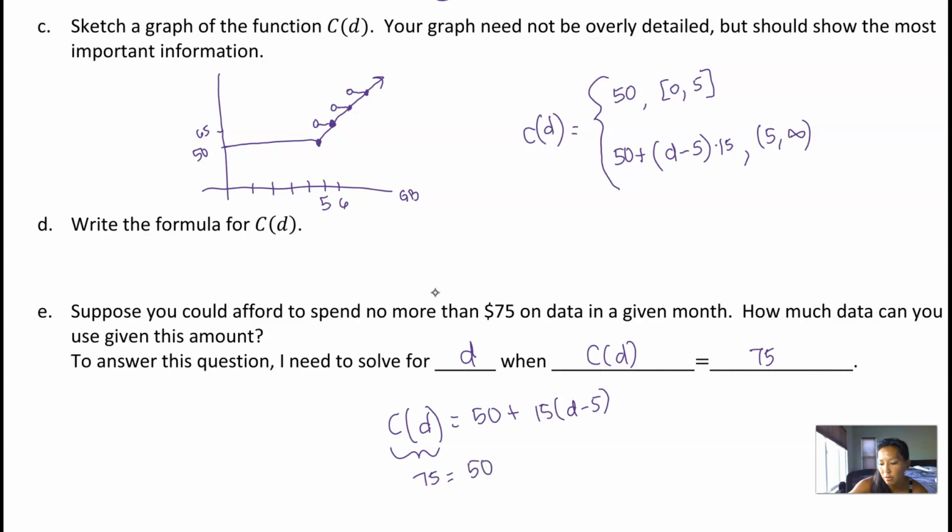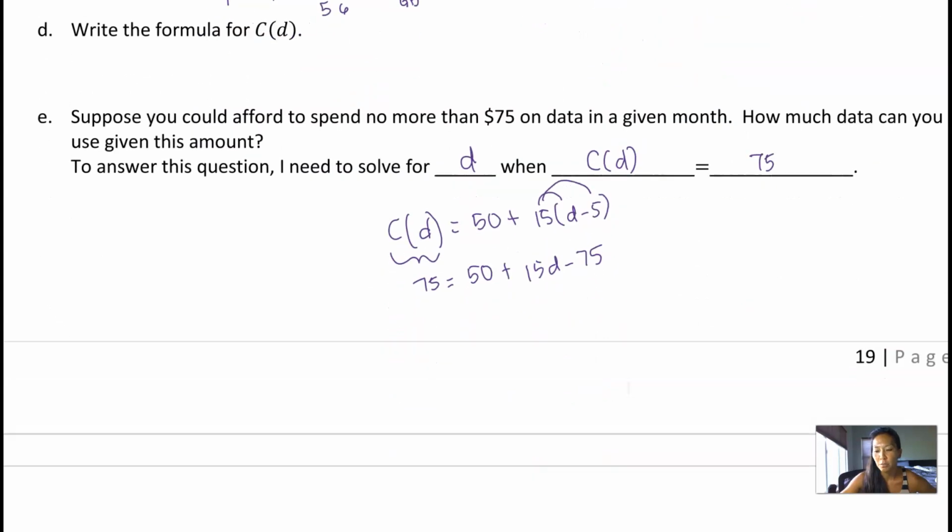So 50 plus, and you can distribute that. That would be 15D minus 75. And so forth. So you can continue to solve for D, which in this case would give me probably some value between 6 and 7, because 7 is going to be 80 bucks. Okay? So if that's the case, and you work it out, then you're probably right.